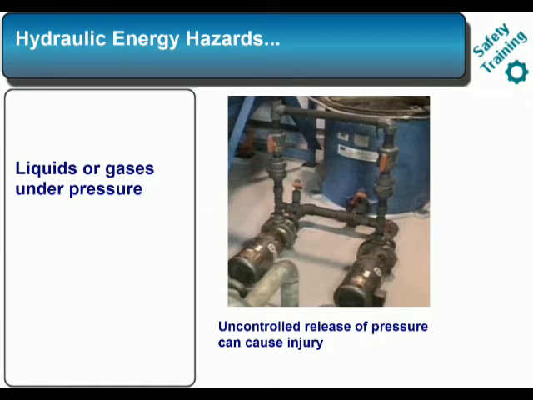Another type of stored energy is hydraulic energy, or pressurized fluids. Normally we think of fluids as being liquid. However, this can include compressed air or gases. Hydraulic energy is released when the pressure is no longer contained, such as by opening a valve or pipe connection.